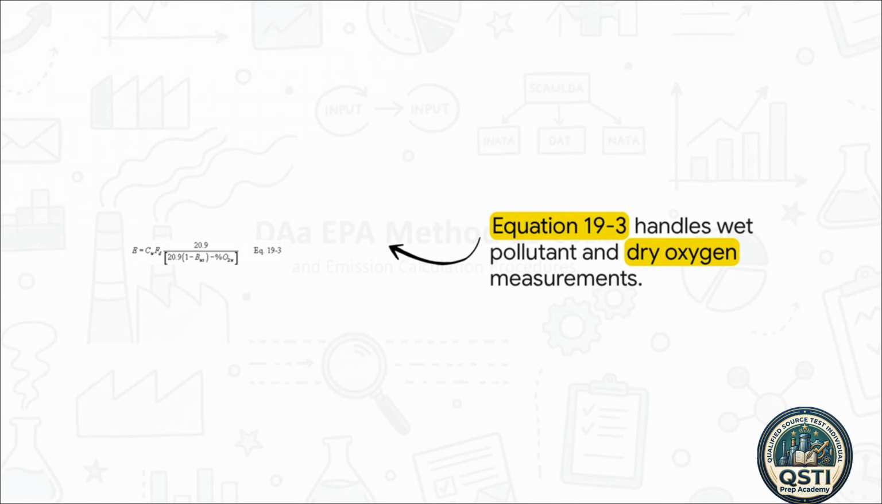But what happens if you've got mixed basis readings? Let's say your SO2 concentration is measured on a wet basis, but your oxygen is measured dry. You obviously can't just plug that into the first equation. You have to shift gears to equation 19-3. Notice how it factors in the effluent gas moisture, that BWS we talked about earlier, to correct the wet pollutant concentration back to a state that accurately reflects the true emission rate.